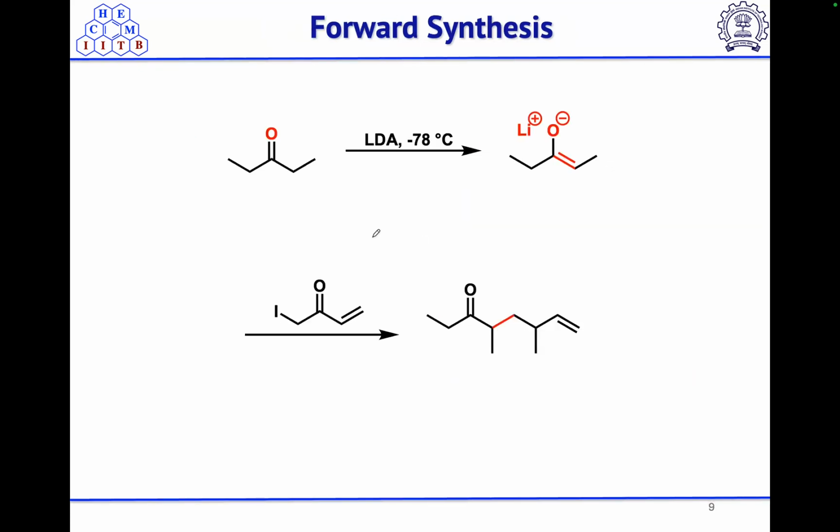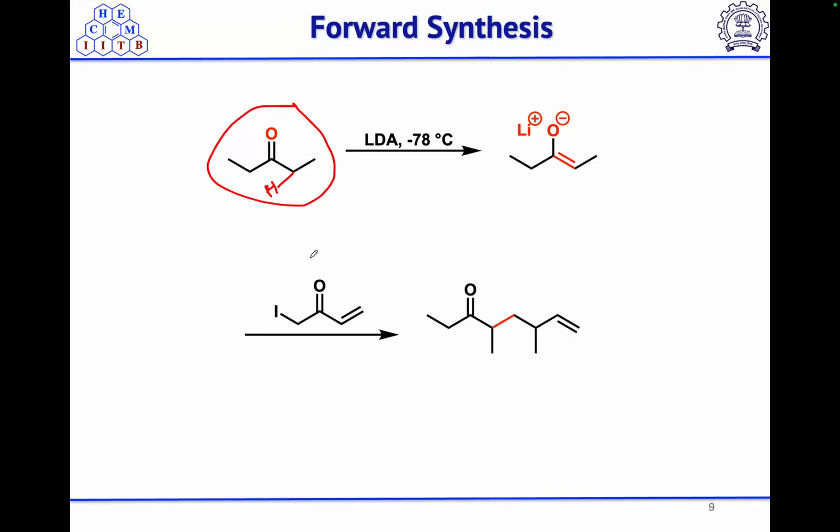In the forward synthesis, we have to take this carbonyl compound, which has a proton at the alpha position. Now LDA is a base, lithium diisopropylamide. LDA at minus 78 degrees centigrade will generate the kinetic enolate. Here there is only one possibility, both sides will give the same enolate, so no worry. You will get the lithium enolate, with lithium plus and O minus as an ion pair.